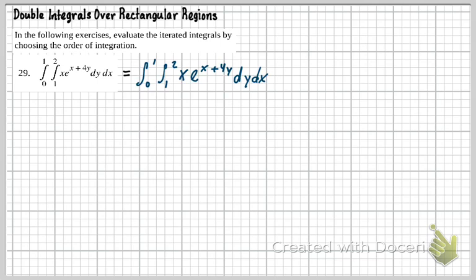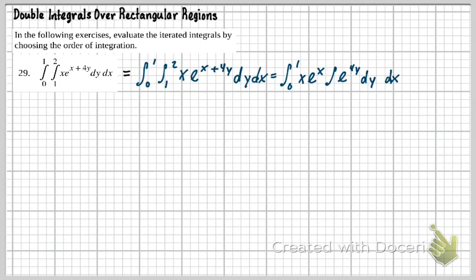Now for this problem, there's a lot of noise here. What I mean by that is if I'm going to do dy first, I have this e, this x, and this plus 4y, when actually I can pull out a constant here. And this constant might not be apparent to you, but take a look at this. So that's 0 to 1. I can pull out an x e to the x, and then have the integral of e to the 4y dy dx.